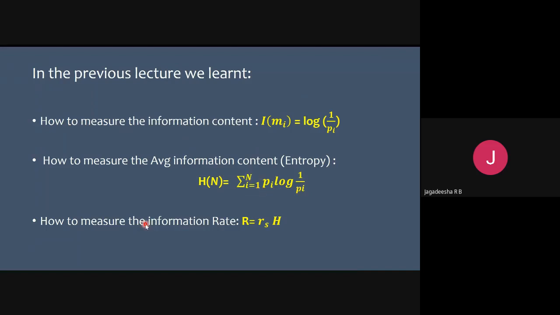And later on we saw how to measure the information rate. Information rate is entropy multiplied by the rate at which the source emits information per second. So altogether we saw all these parameters for an independent source. In today's lecture, we will see how to measure the entropy or the information rate for a dependent source. In the previous lecture, we also saw the difference between an independent source and a dependent source. So today's lecture will mainly target the dependent source, also called a Markov source.